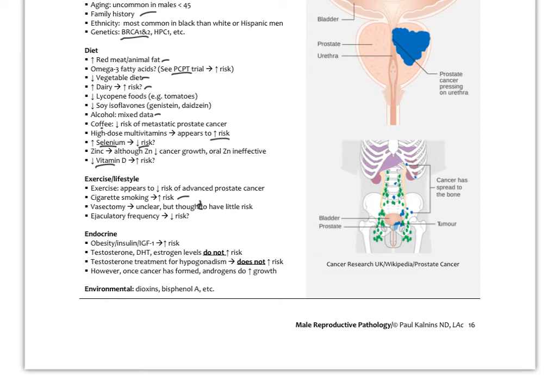A lot of environmental factors, dioxins, bisphenol A, etc., we have also found increase the risk of prostate cancer. Here is a picture showing the lymph node spread. This is typically how prostate cancer spreads through the lymph into the different parts of the body. But again, it's going to invade local bone and typically start here in the pelvic region. Okay, so that's a little bit about the clinical presentation and some of the risk factors for prostate cancer.